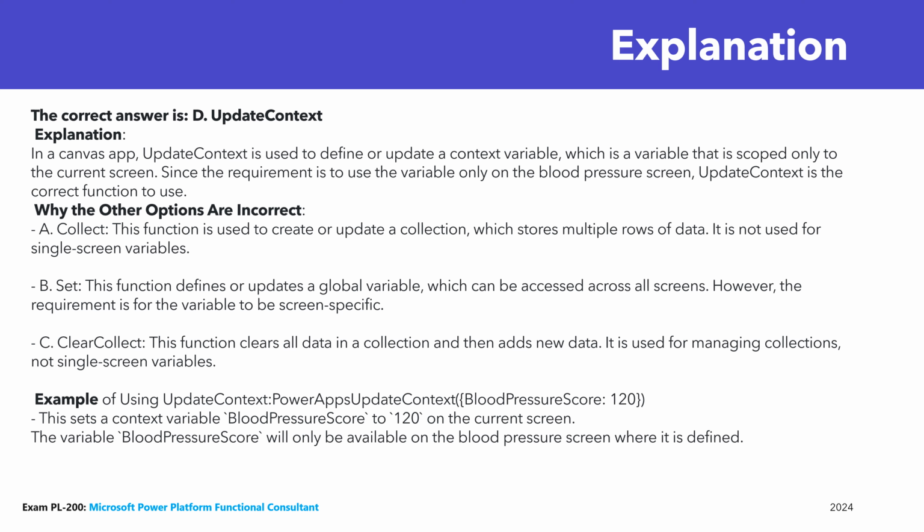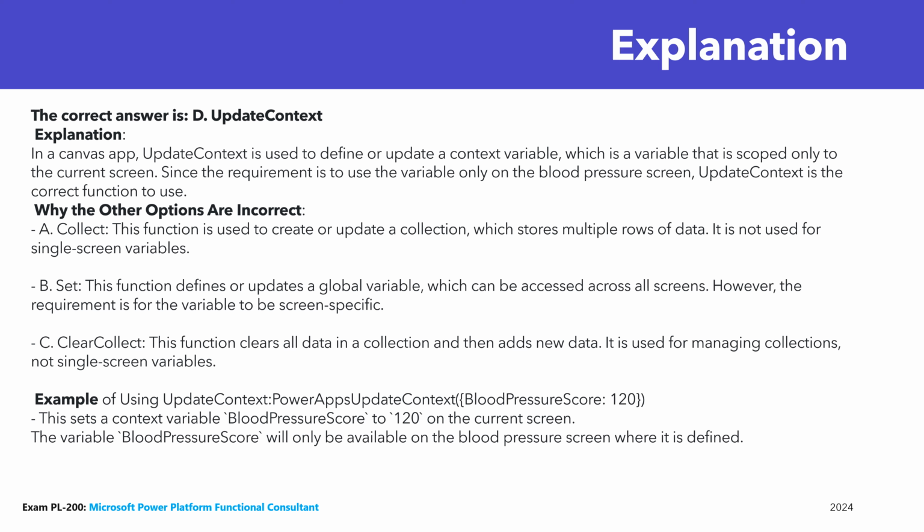A. Collect. This function is used to create or update a collection which stores multiple rows of data. It is not used for single screen variables. B. Set. This function defines or updates a global variable which can be accessed across all screens. However, the requirement is for the variable to be screen-specific. C. Clear Collect. This function clears all data in a collection and then adds new data. It is used for managing collections, not single-screen variables.